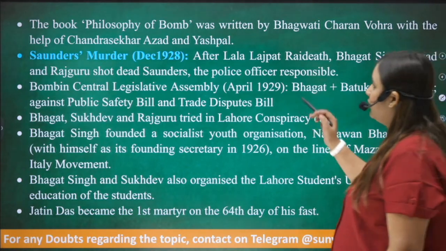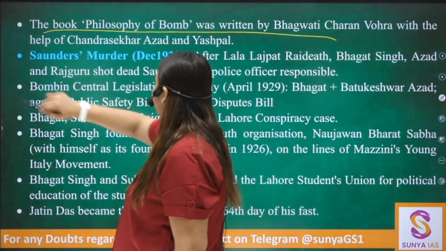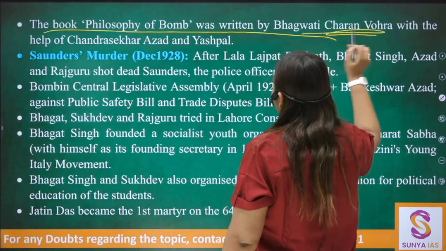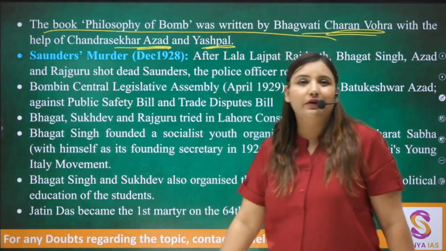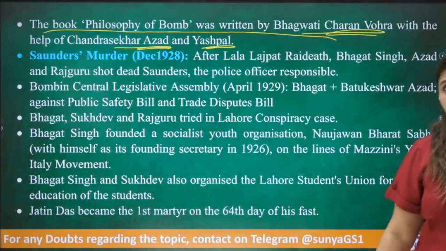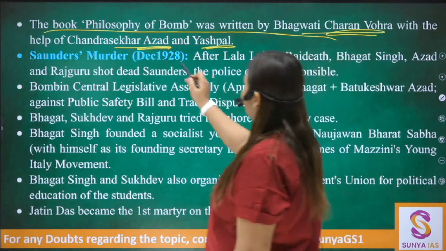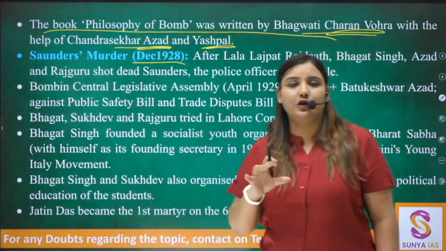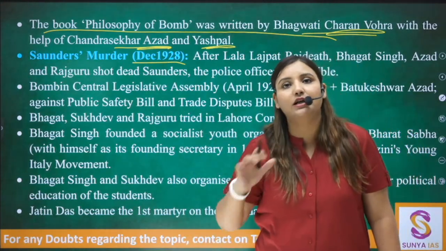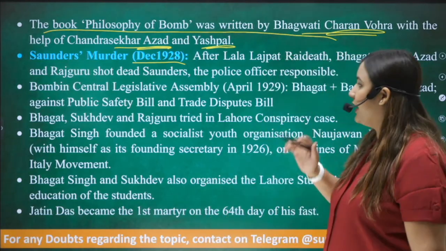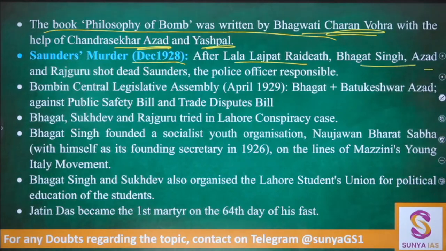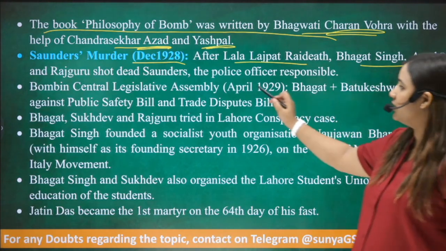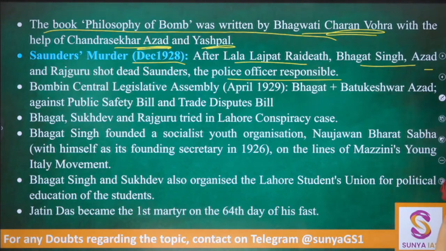The book Philosophy of the Bomb was written by Bhagwati Charan Vohra with the help of Chandrasekhar Azad and Yashpal. Very important book. There was the Saunders murder in December 1928. Here just pay attention and understand how it is linked with Bhagat Singh. So what happened after Lala Lajpat Rai's death, Bhagat Singh, Azad and Rajguru shot dead Saunders, the police officer responsible for this particular commission.